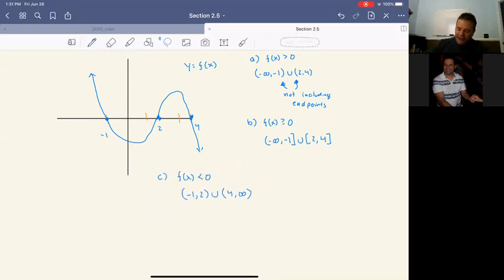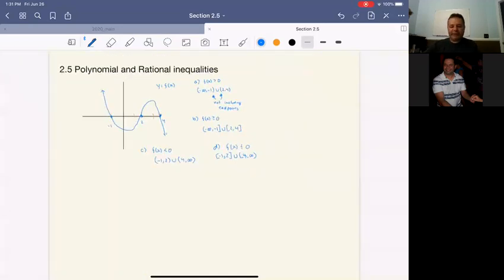And of course, for completeness, let's do in this case, f of x less than or equal to 0. All right. So now this is very similar to this one, except for now, we are allowed to include these endpoints. Okay. We never include infinity. So -1 to 2 together with 4 to infinity. All right. So that's how to do it based on a graph.